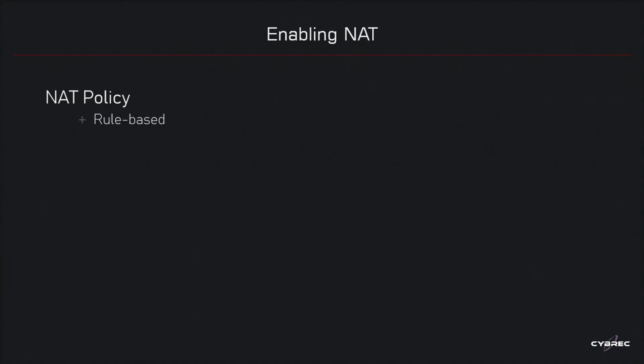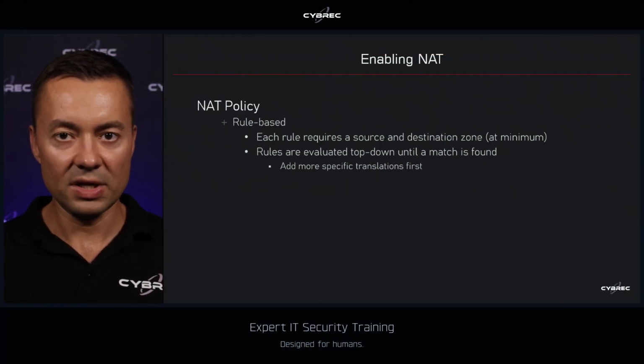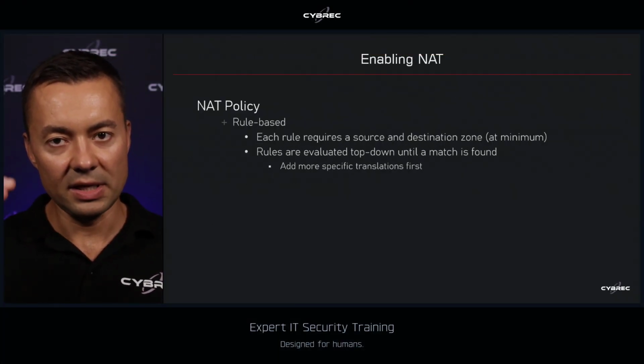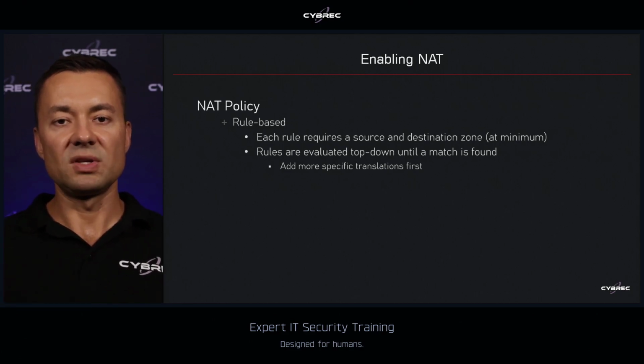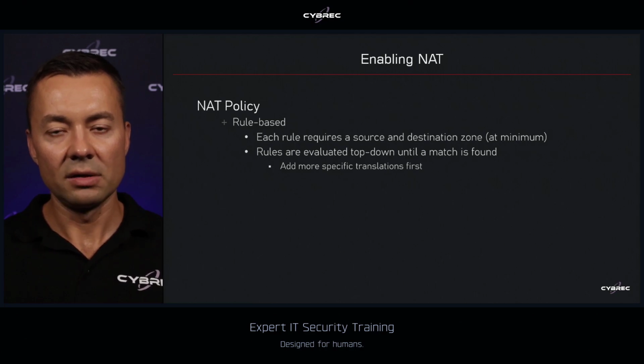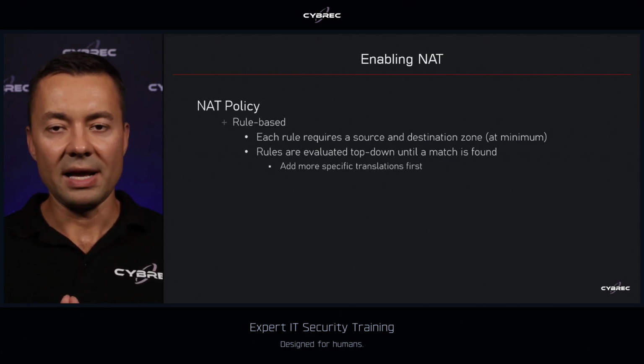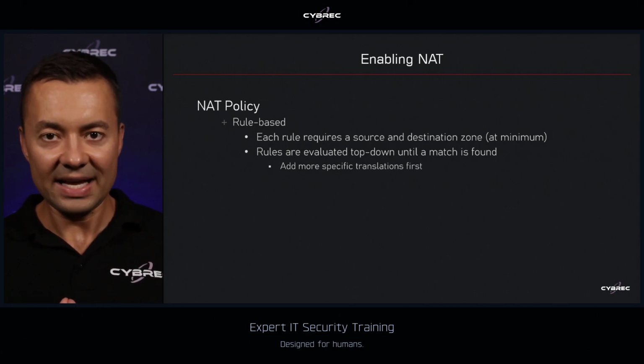Before we take a look at configuration, let me quickly discuss the policy for NAT. Each NAT policy rule is going to require a source and destination zone at minimum, and similar to security policy, NAT rules will be processed in a top-down fashion, which means that we will start evaluating the policy with the rules that are placed at the top of the policy. We will check if a rule matches a packet. If it matches, we will perform a translation based on what the rule says.